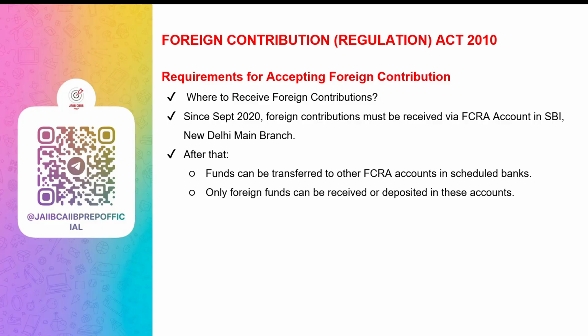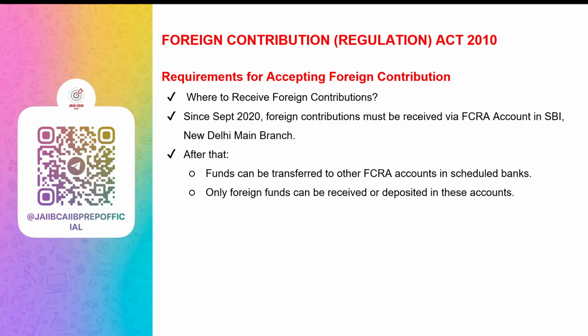Now let's understand where to receive foreign contributions. From September 2020, there's a new system to receive foreign funds. Number one, you have to open an FCRA account in the SBI New Delhi main branch. All foreign contributions must first come into this account only. Then you can transfer to another FCRA account from that SBI FCRA account.